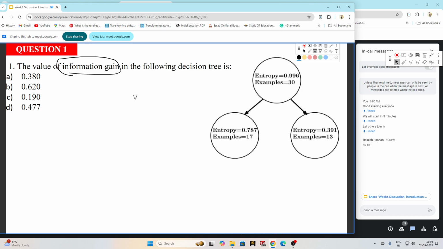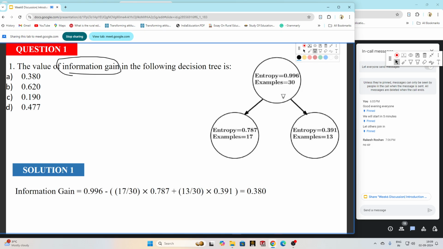Now here we don't have an attribute, we are directly splitting into leaf nodes. That is why our information gain will be equal to the entropy of the whole set. Entropy of the whole set is the entropy of your root node, so entropy 0.996. So that is the entropy of your whole node.